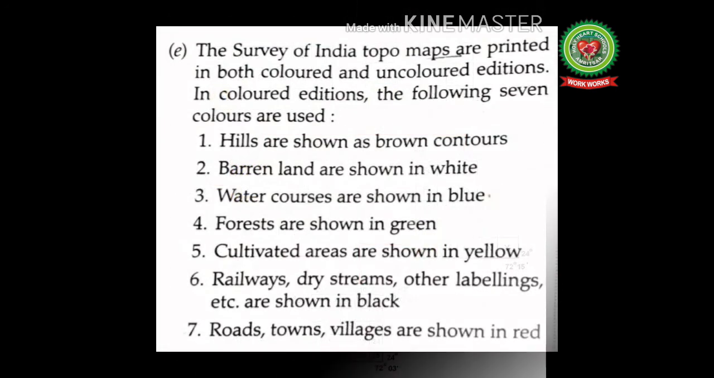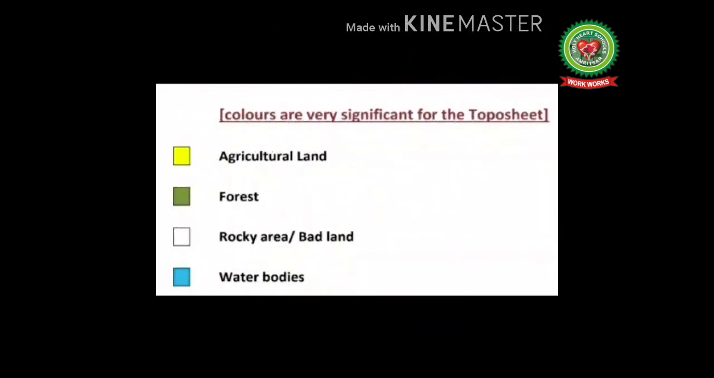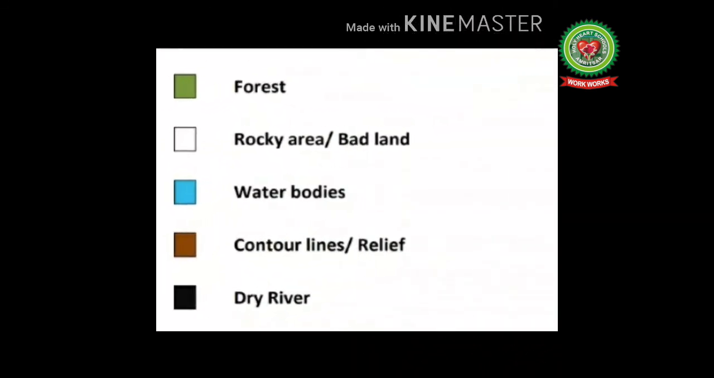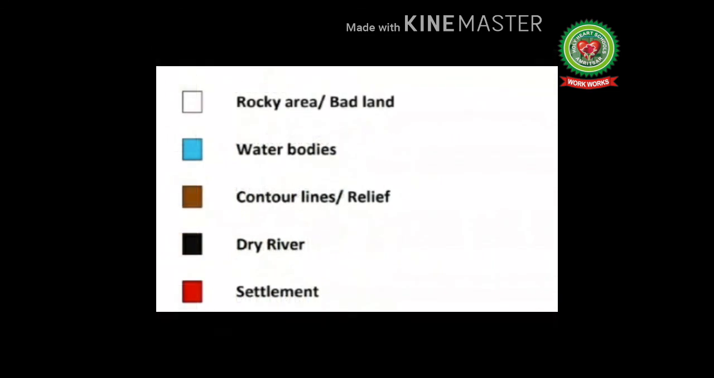Come to the next page, page number 16. The Survey of India topo maps are printed in both colored and uncolored editions. In the colored edition, the following 7 colors are used. Hills are shown as brown contours, barren land is shown in white, watercourses are shown in blue, forests are shown in green, cultivated areas are shown in yellow, railways, dry streams, other labeling, etc. are shown in black, and roads, towns and villages are shown in red.